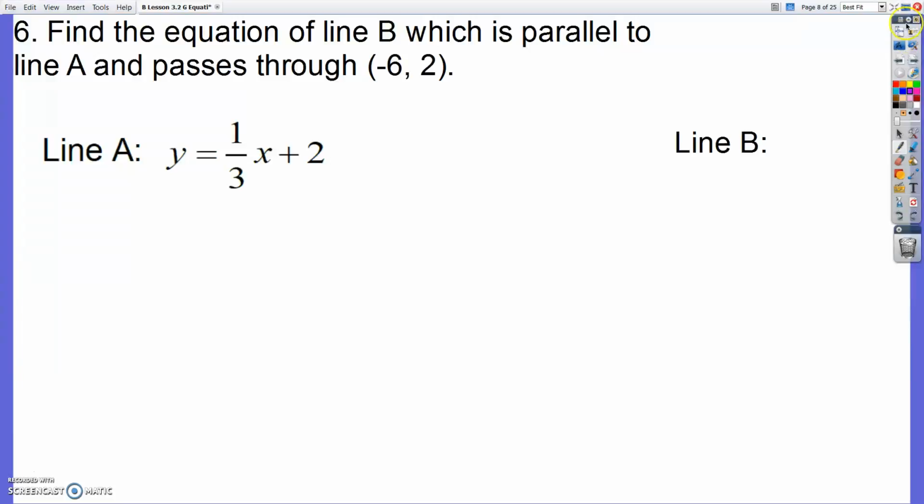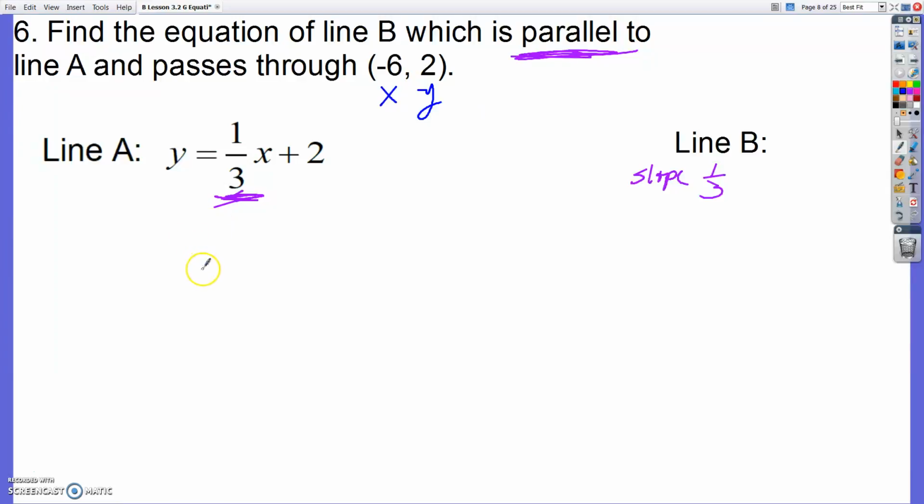So let's go ahead and do this one again. We have a different one. It's parallel. What do we know about parallel lines? They have the same slope. So for line B, I already know that the slope is 1/3. Now what I need to do is find the y-intercept. I know on line B, the second line, that this is my x and this is a y that I can plug into my equation.